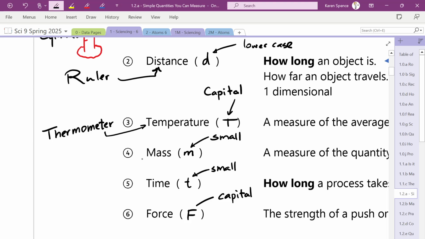Mass. What do we use to measure mass? A scale? Or a, what do we call one of these? This is a balance, okay? Time, clock, watch. I don't even think we need to write that down. And then force. Force is a little bit weird. We're going to learn about that later. We are going to use a spring scale, and I will show that to you in just a little bit, okay? It's a spring scale.